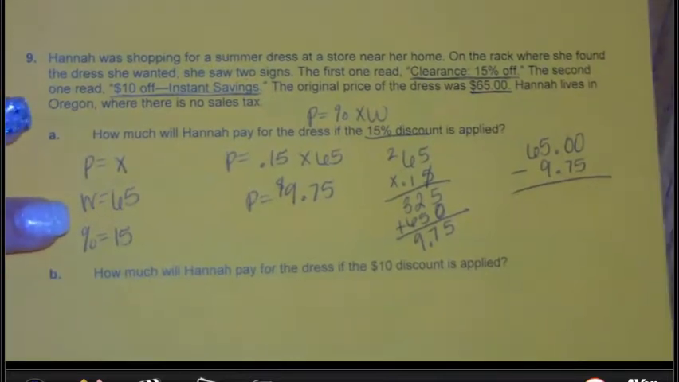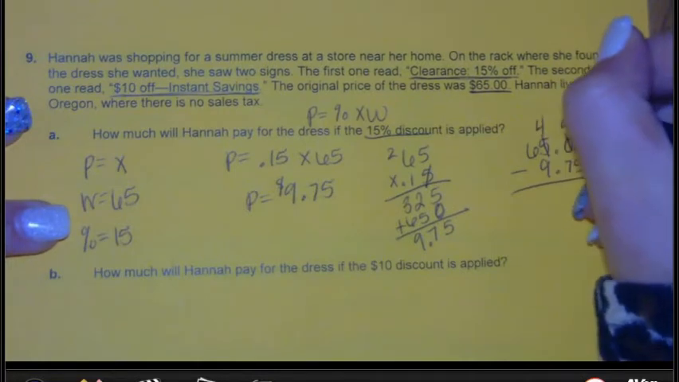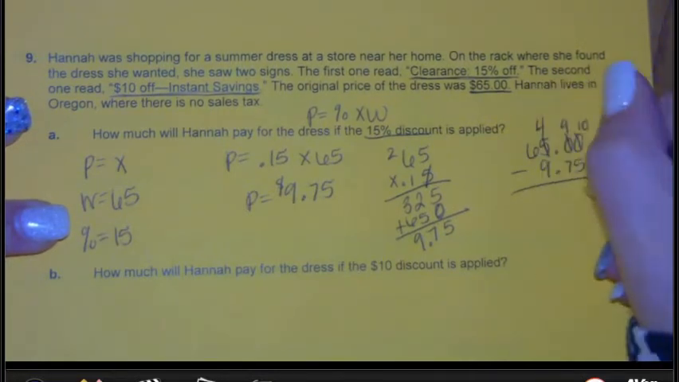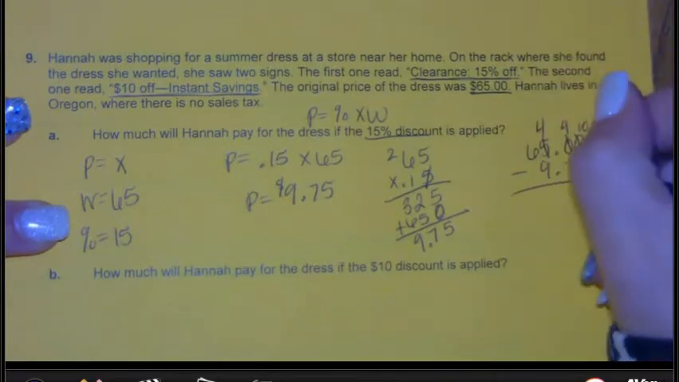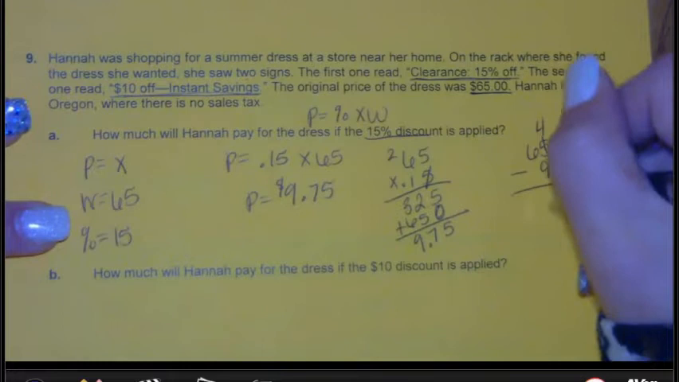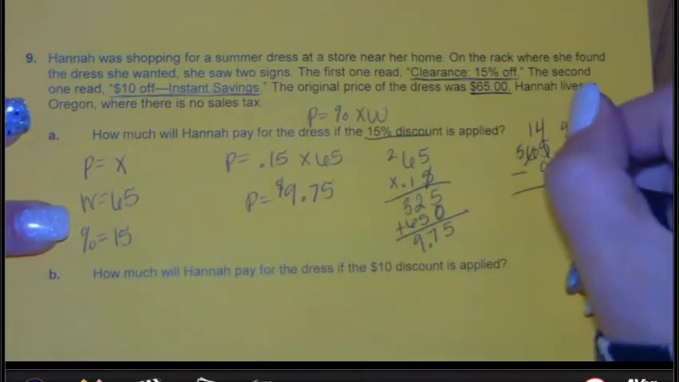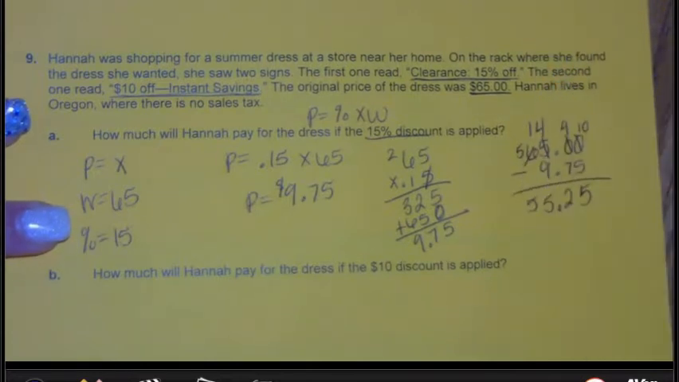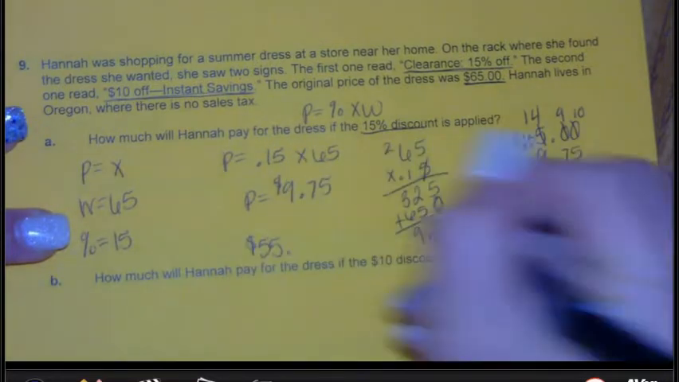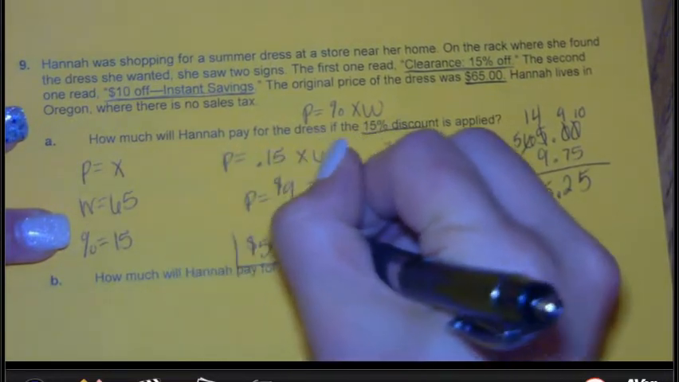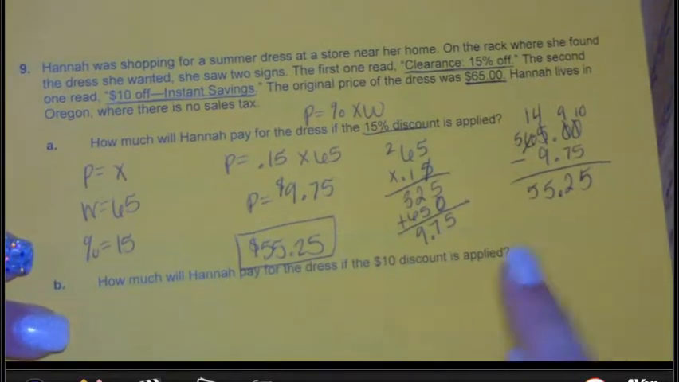Okay, when adding and subtracting decimals, remember you have to line them up. Well, I can't do 0, so I have to borrow and carry. So 10 minus 5 is 5. 7, 8, 9. 9 minus 7 is 2. Decimal place. I can't do 4 minus 9, so I have to borrow and carry. 14 minus 9 is 5, and then bring down the 5. So with a 15% discount, you're going to pay $55.25. Okay. What if she got the $10 discount applied?